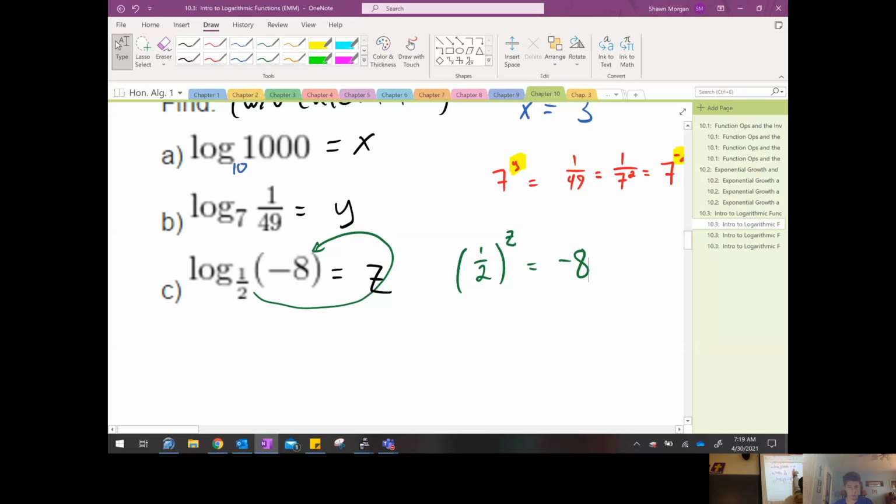equals 1,000. That's that can-you-see-it mentality. 10 to what power equals 1,000? So we said, oh, well, x equals 3. And then we said, okay, 7 to what power equals 1/49? We said, okay, that's going to be -2 because of our negative exponents.